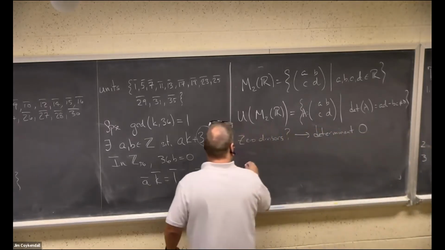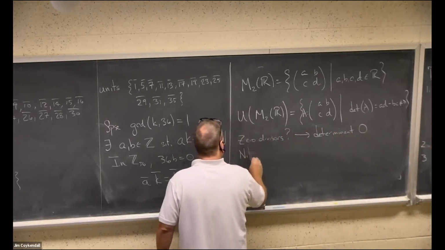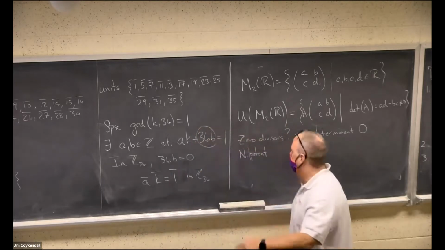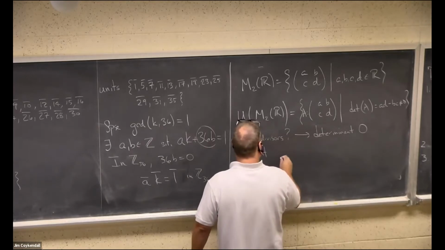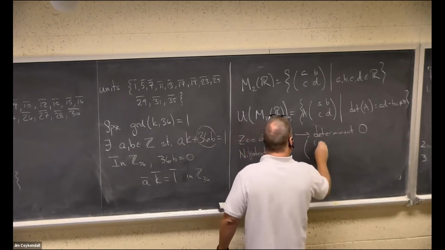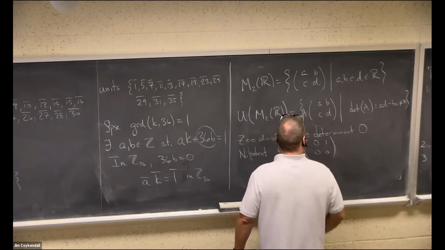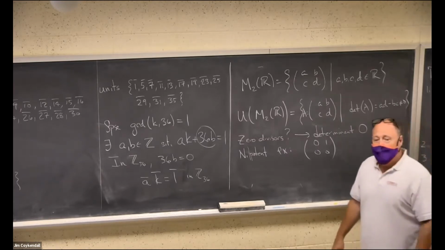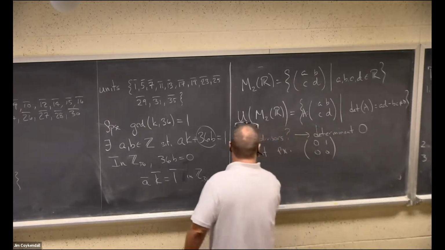There's a lot of nilpotents. There's a more sophisticated characterization: it's nilpotent if and only if all its eigenvalues are 0. But I don't know if you've seen that or not. The nilpotent, for example, look at that matrix. If you square it, you get 0.